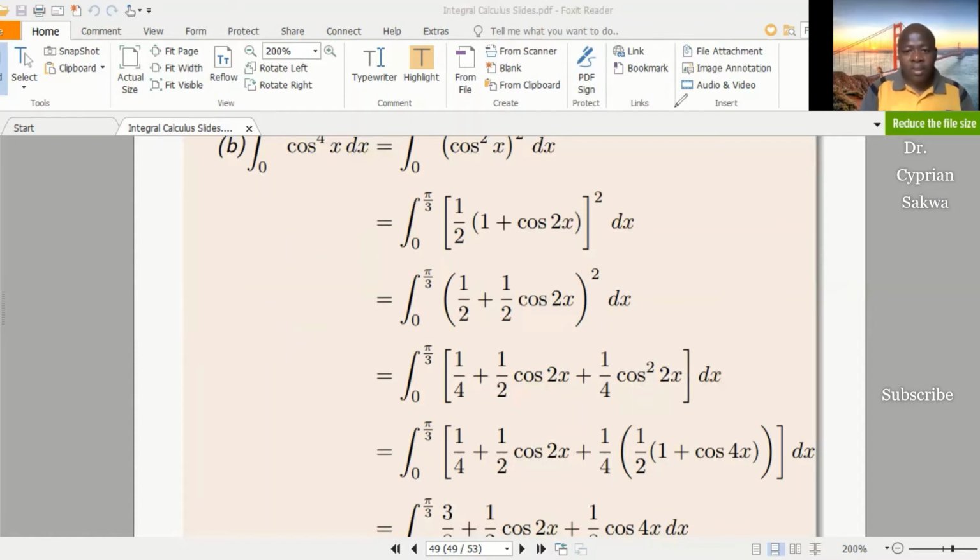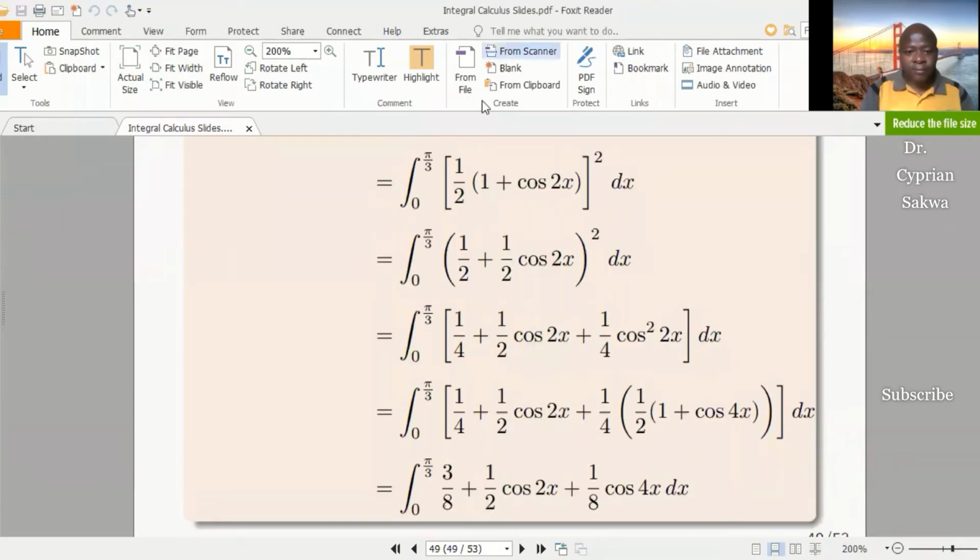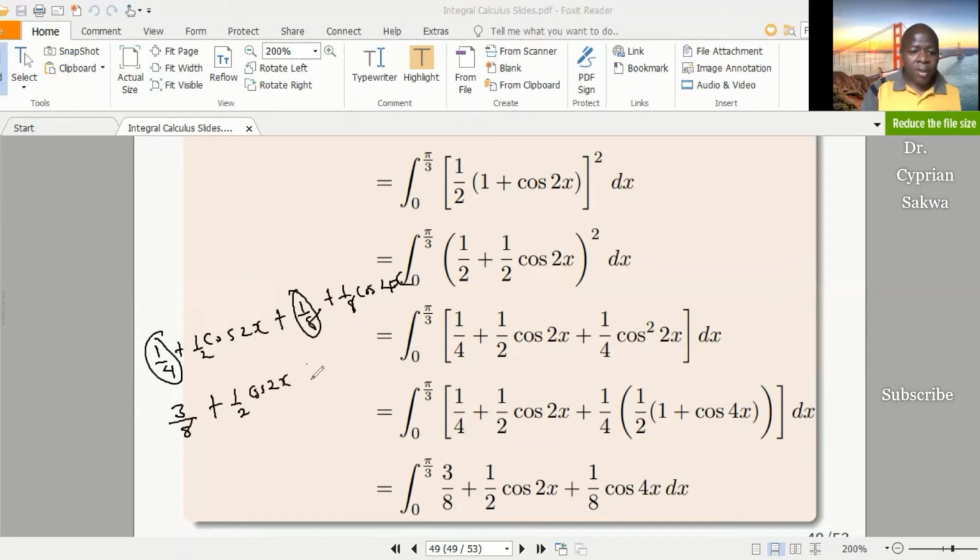So it's now very easy that we just open these brackets, and after that we'll do the integration. When you open the brackets, we have this a quarter, and then we have a half cos 2x. Now let's open this bracket. A quarter times this will be 1 over 8, and then 1 over 8 times cos 4x will be 1 over 8 cos 4x. This and this can be added together to give us 3 over 8. Then I have plus a half cos 2x, then plus an eighth cos 4x. And that's what we see here.